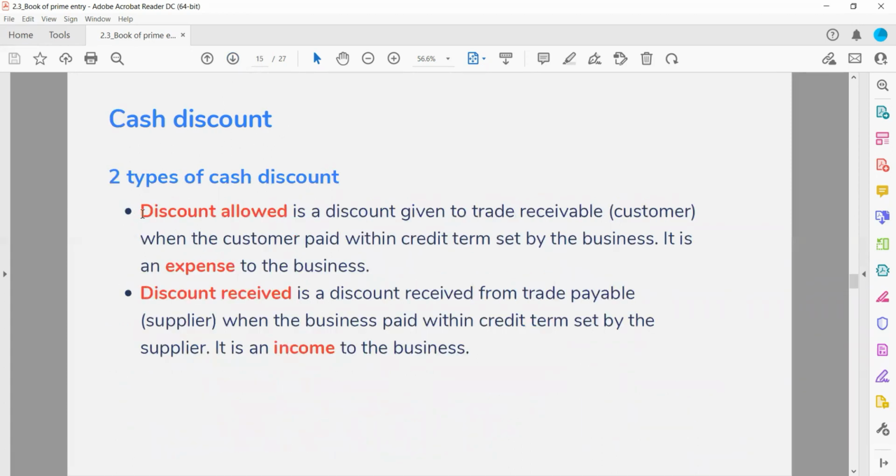Cash discount has two types, which are discount allowed and discount received. Discount allowed is a discount given to the trade receivable or customer when the customer pays within credit terms set by the business. It is an expense to the business. Discount received is a discount received from the trade payable or supplier when the business pays within credit terms set by the supplier. It is an income to the business.